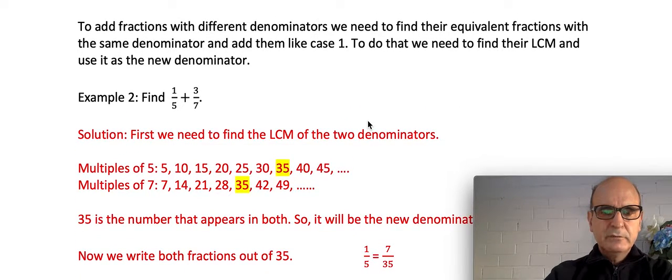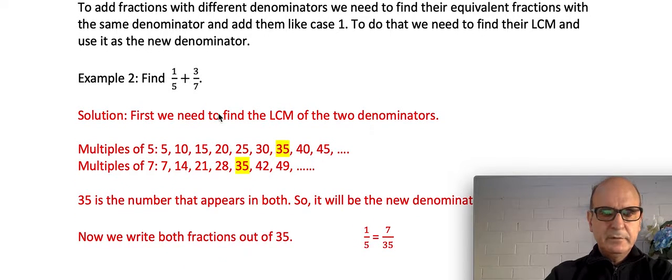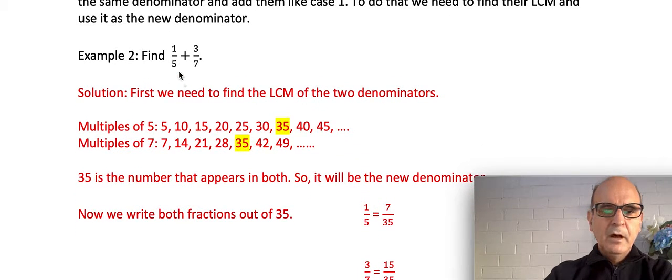Again, let's have a look at an example. Find 1 on 5 plus 3 on 7. As you can see, we have two different denominators. One is 5, the other one is 7. Our first step is to find the multiples of 5. So here I've got multiples of 5.